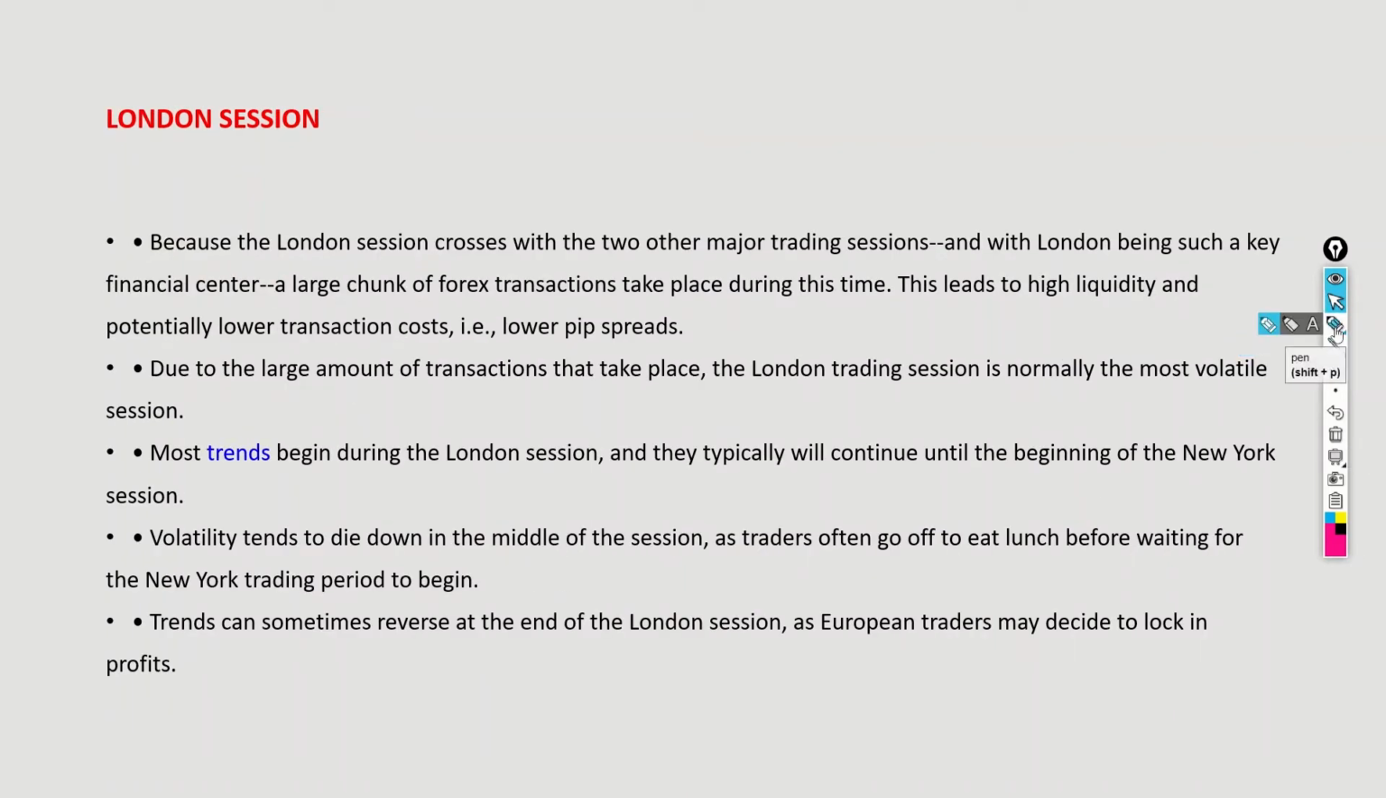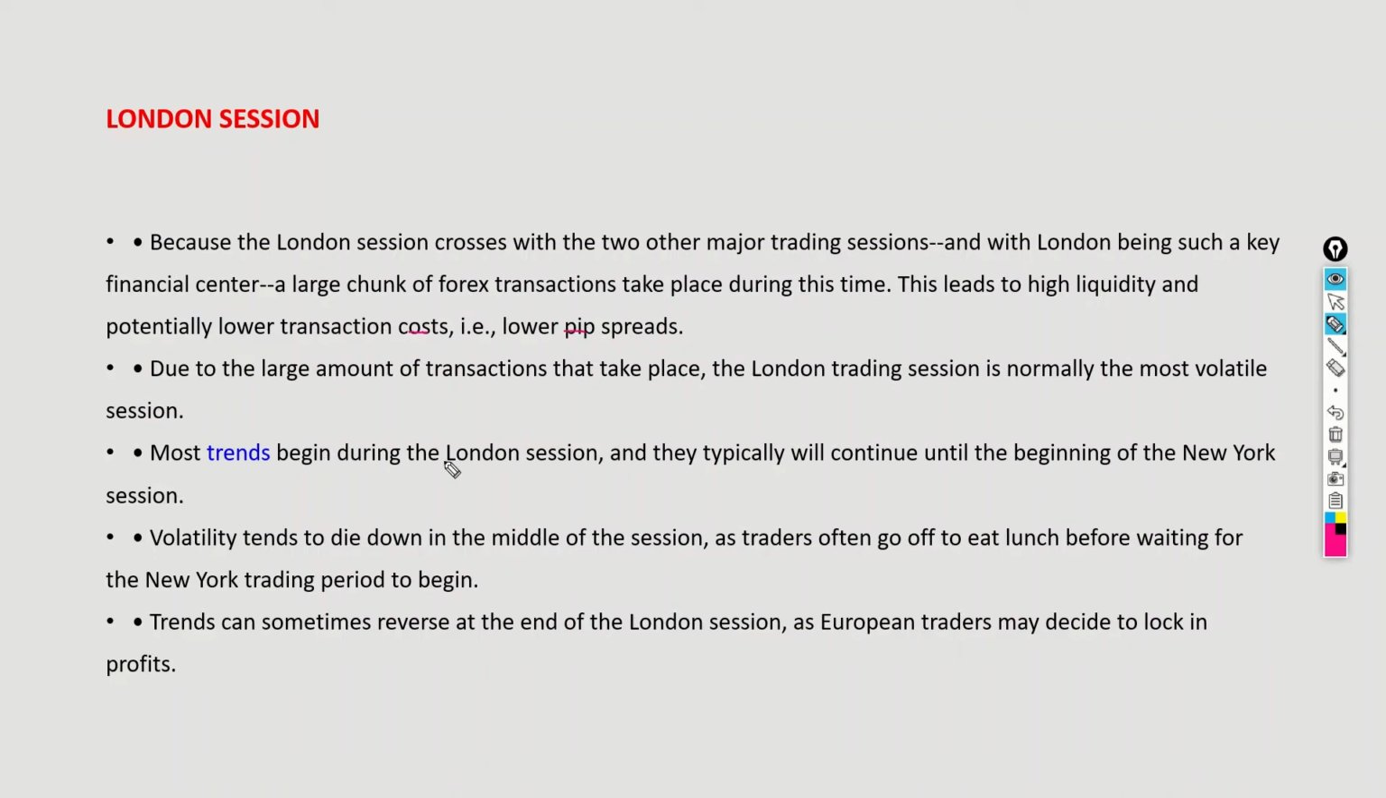All right. So we are still continuing. Now we are going to look at the London session. Because the London session crosses with the two major trading sessions, and the London session being such a key financial center, a large chunk of Forex transactions take place during this time. This leads to high liquidity and potentially lower transaction costs or lower PIP spreads during the London session. Due to the large amount of transactions that take place, the London trading session is normally the most volatile session. I want you to note that. The London session is the most volatile. It has the lower PIP spreads and it has lower transaction costs.